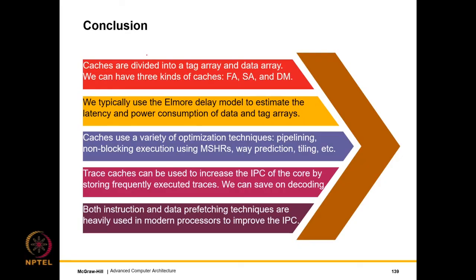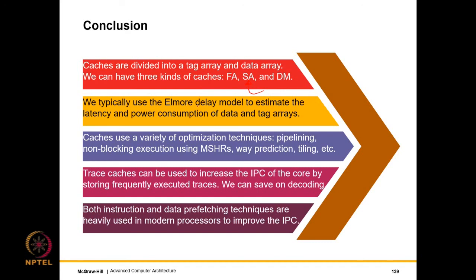Finally, the conclusion. This is the slide we all like to see. It means it ends a chapter. So let's quickly conclude and be done. Caches are divided into a tag array and a data array. We discussed the three most important kinds of caches: fully associative, set associative, and direct mapped, where set associative is by far the most common because it has the benefits of both the designs.